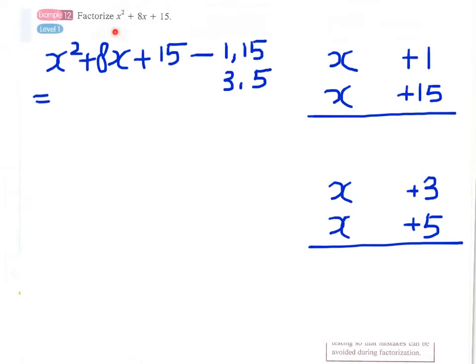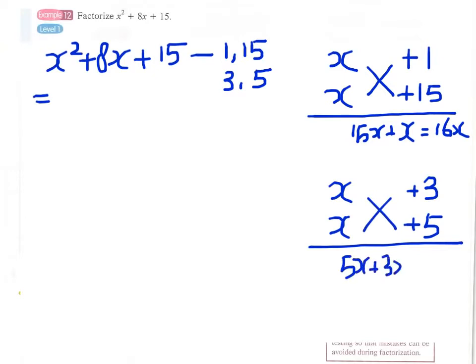And the second step will be to cross multiply the factors and see which comes up with the second term, plus 8x. And obviously, the first pair doesn't work because it will have the terms 15x plus x, and this comes up with 16x, and this is not what we want. And in the second pair, we have 5x plus 3x, and finally we get 8x.